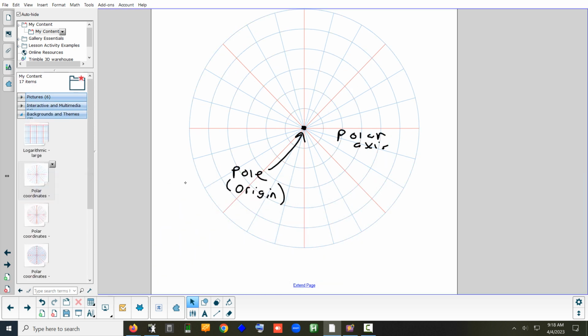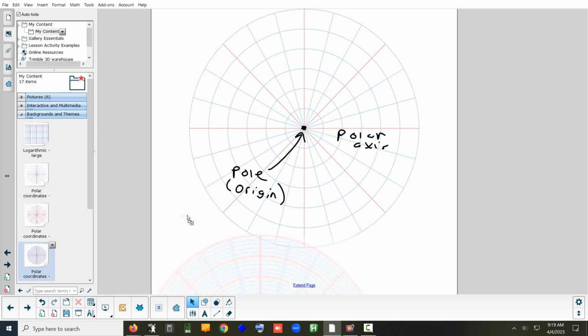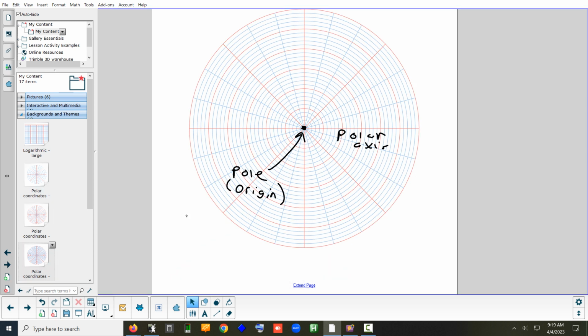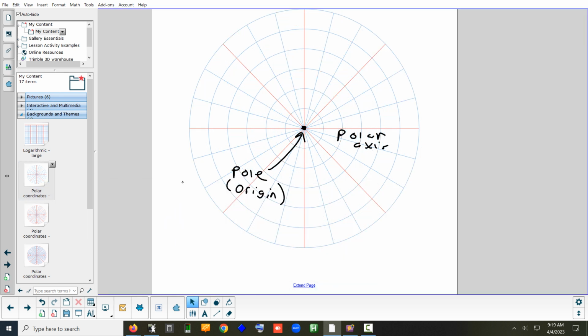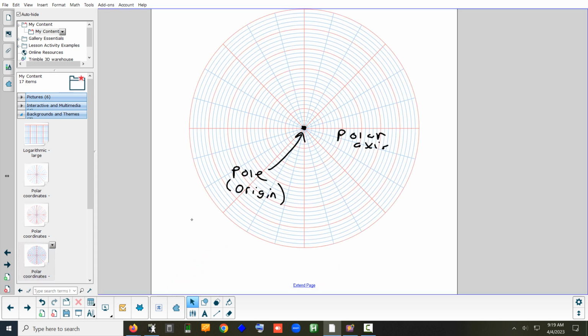Now, depending on the polar graph paper you use, it may have less lines for circles. It may have more lines. It's just the size of the graph paper. Okay? I generally use this one, so it doesn't look too squished. But if I had to draw something that was a really big shape, I may need to use smaller scale graph paper.